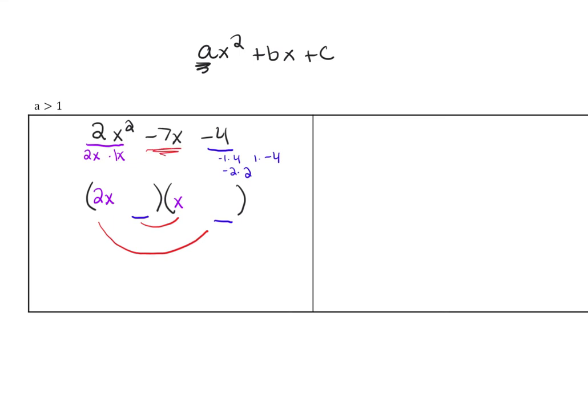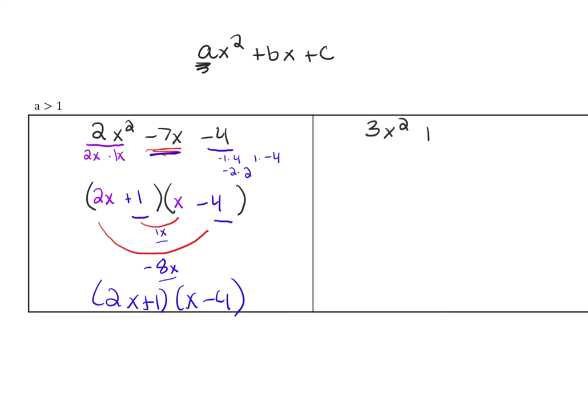So 2 times what? 1 times what? 2 times negative 4 gives me negative 8x. And then if this is plus 1, that'd give me 1x, and these add up to negative 7x. So it's just kind of a guess and check until you get one that works. So 2x plus 1 times x minus 4. All right, let's do another one of this type.